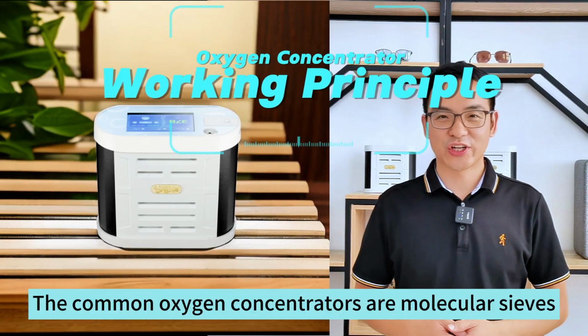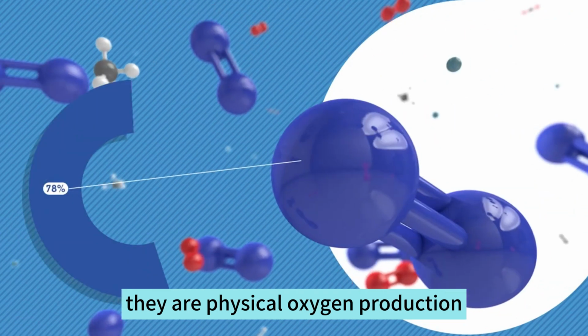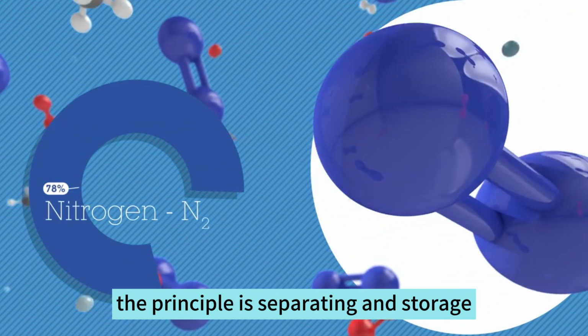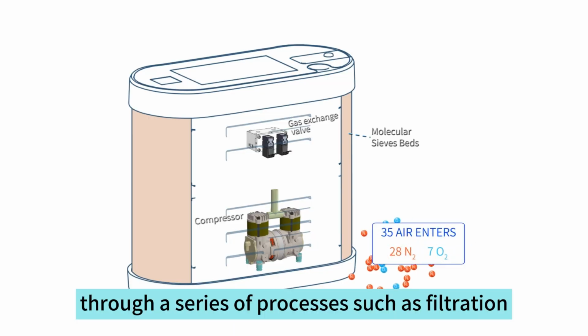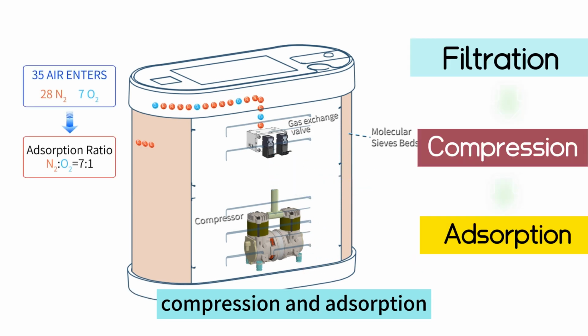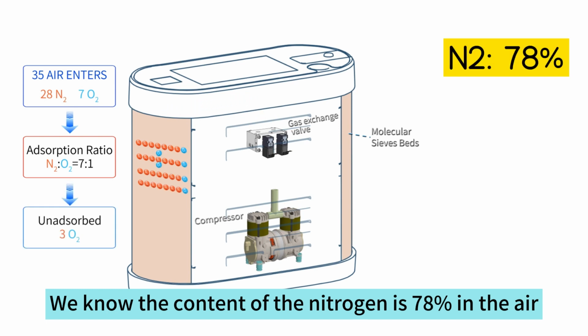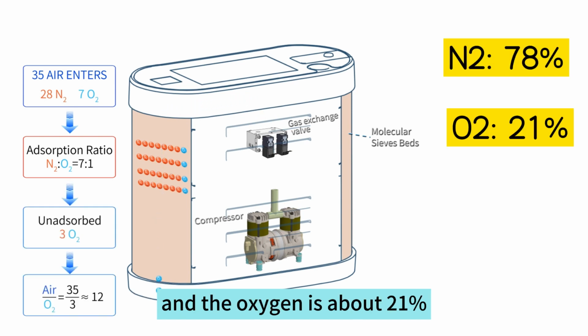The common oxygen concentrators are molecular sieve oxygen concentrators. They are physical oxygen production. The principle is separating and storing the oxygen from the air through a series of processes such as filtration, compression, and adsorption. We know the content of nitrogen is 78% in the air and the oxygen is about 21%.